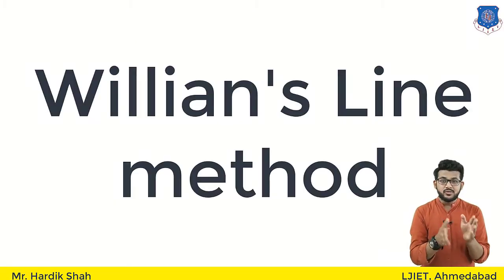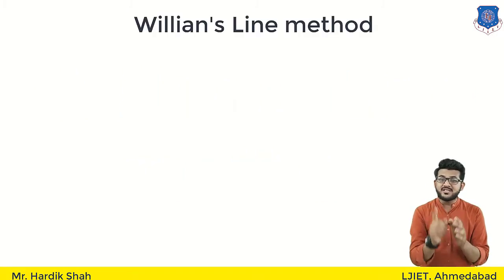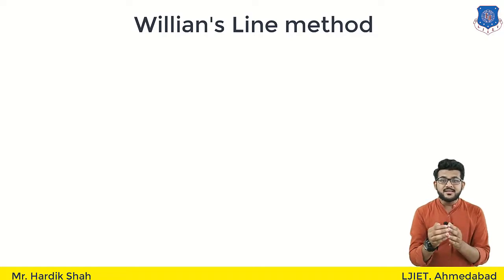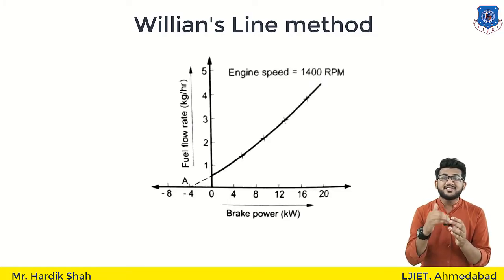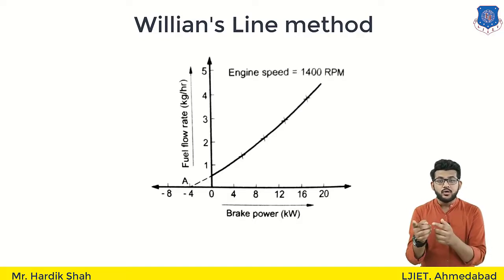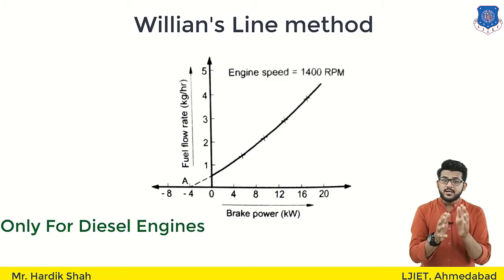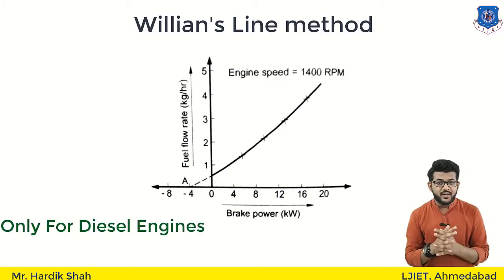Willians line method is used to find the frictional power of the engine. In Willians line method, we plot the graph of specific fuel consumption over the torque. So here we can say that we extrapolate the graph, which is partially a straight line, to zero specific fuel consumption and note down the torque, which gives us the approximate value of frictional power. The figure you can see here will give you more clarity about the Willians line method.